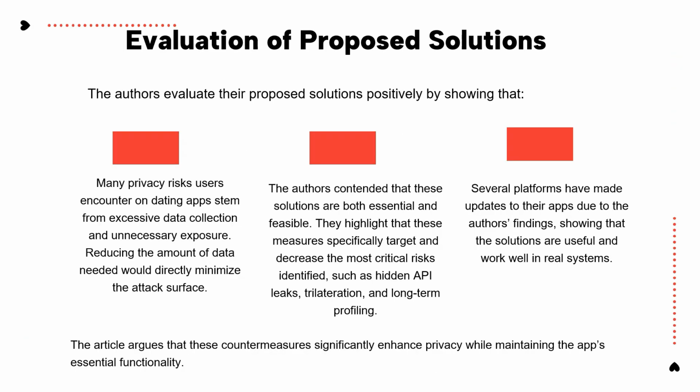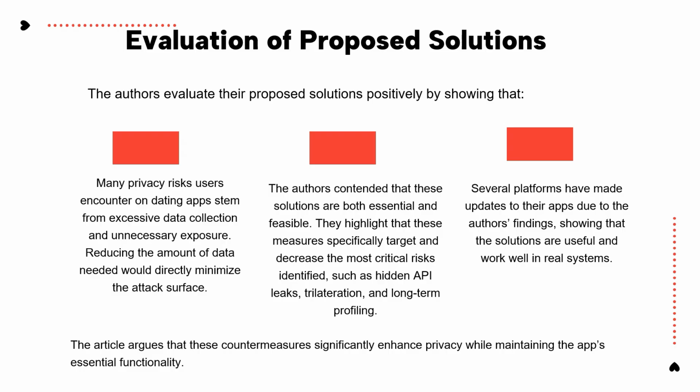As noted on the last slide, the authors propose a few solutions to the privacy concerns and risks on location dating apps. The 3 main ones were increasing user control, minimizing the amount of data required, and adding APIs to prevent data leaks. The paper evaluates these solutions positively due to the fact they are practical, they directly address the root causes, and they showed real-world effectiveness.